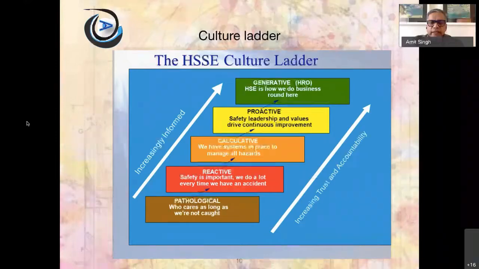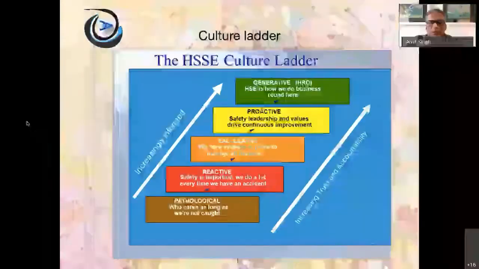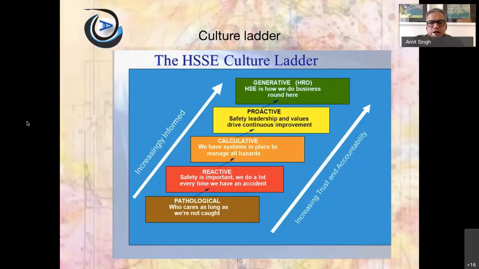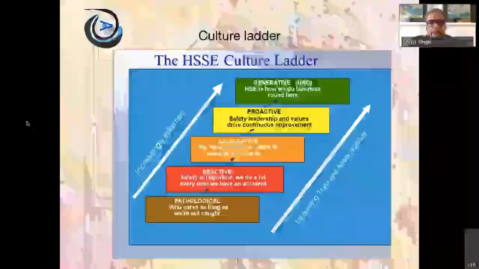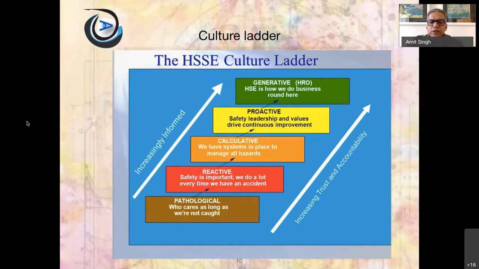Thereafter, next is the reactive, where safety is important. Everybody says safety is important. And we do a lot every time an accident happens. That also we have seen. Accident happens, there are committees, there are inquiries, there are reports, and after 6 months or a year down the line, everything is forgotten. That's a reactive culture.